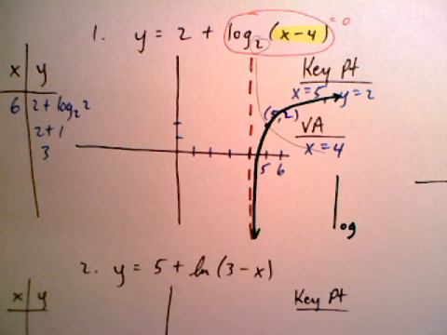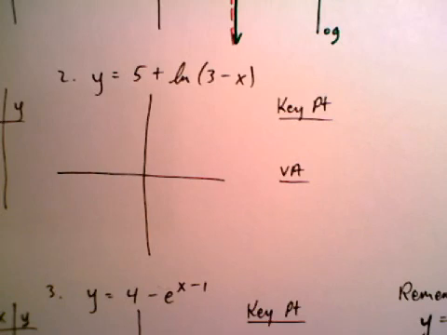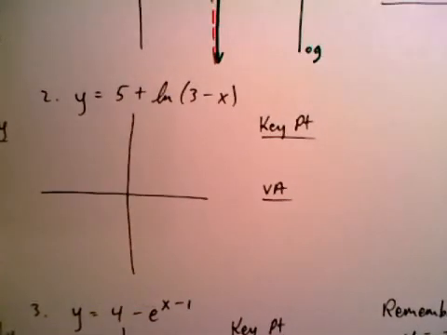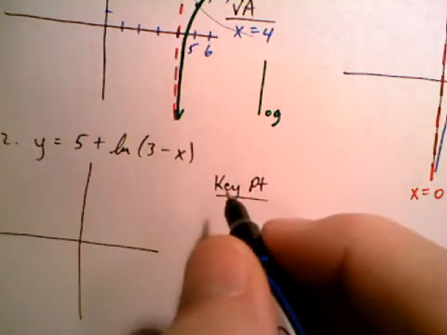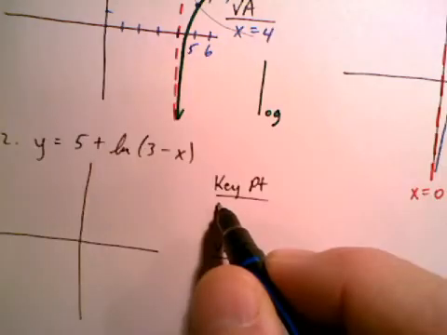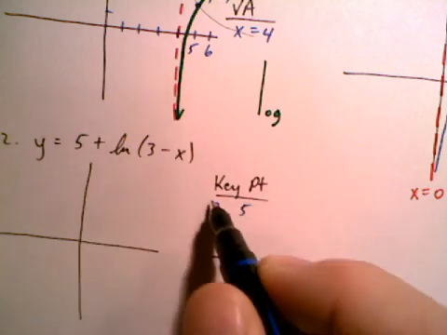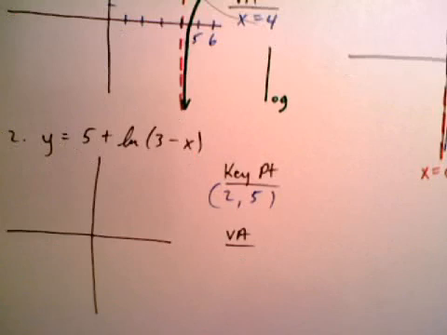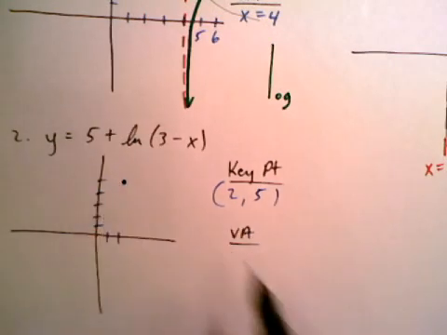Okay, so I was hoping to get all 4 of these done in one video, but that's not going to happen. Let's try to get the other log one in there. So we've got y equals, you can see here, the key point, remember, is whatever makes the argument equal to 1. So what's the x value of the key point? Whatever makes the argument equal to 1, x equals 2, and when x equals 2, y equals 5. So that's a key point, (2, 5). 1, 2, and then 1, 2, 3, 4, 5. So we know for sure it's there.